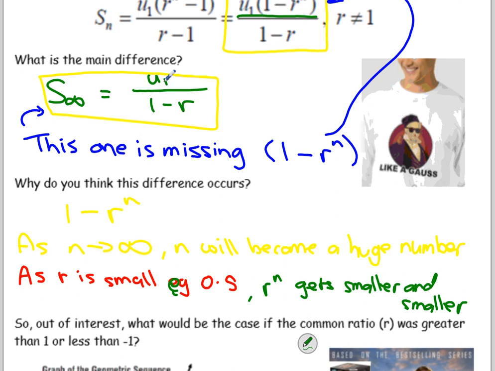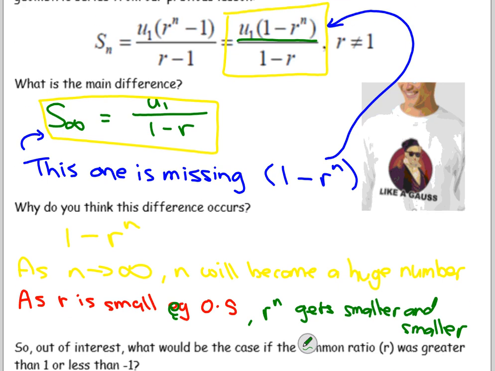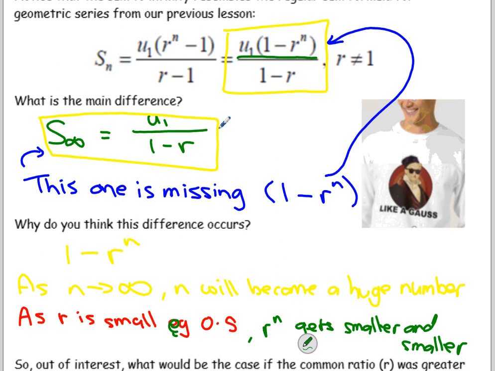So that's in theory why the formulas are so similar, because they are the same formula, but they've realized that as r is less than 1 and greater than negative 1 and n approaches infinity, this just becomes 1 minus 0, which is 1.